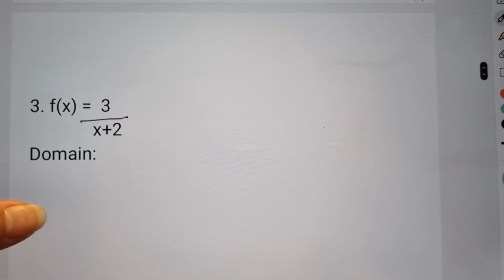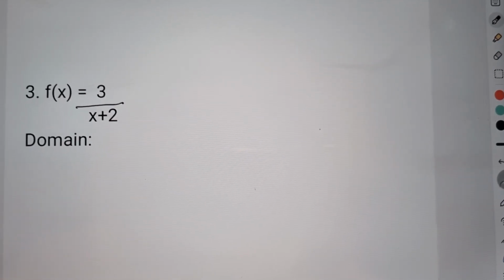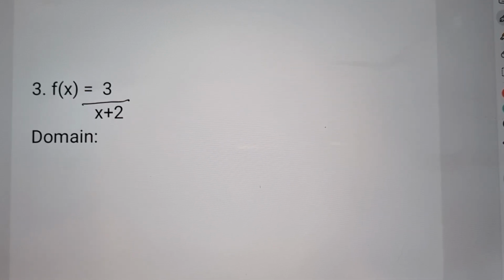Now, what about if you are given like this? F of x is equal to 3 over x plus 2. Fraction. Okay, so alam natin na may restriction tayo pag nagdi-divide tayo, di ba? Hindi pwede ang maging denominator natin 0. Kasi magiging undefined yon.